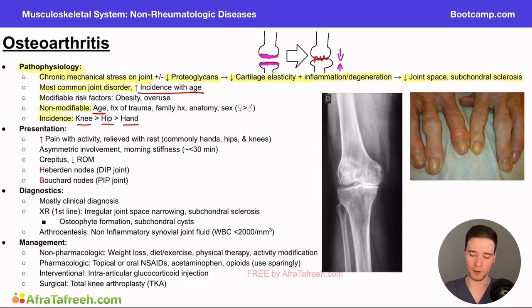So when we think about our modifiable risk factors, things like obesity are going to be a modifiable risk factor, as well as overuse. And the reason that obesity is a modifiable risk factor is we have to think about the physics here. When we have pressure on a joint, that's going to compress them more and more. So if we think about our knee, right? If we have 100 pounds of pressure, we might compress the joint this much. If we have 200 pounds of pressure, we might compress it even more. If we have 300 pounds of pressure, we compress it even more.